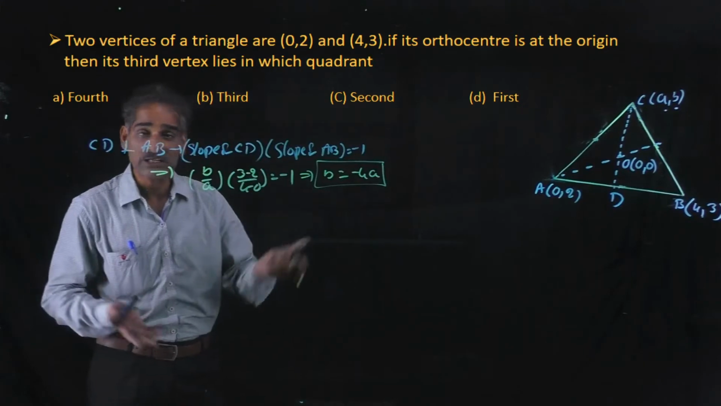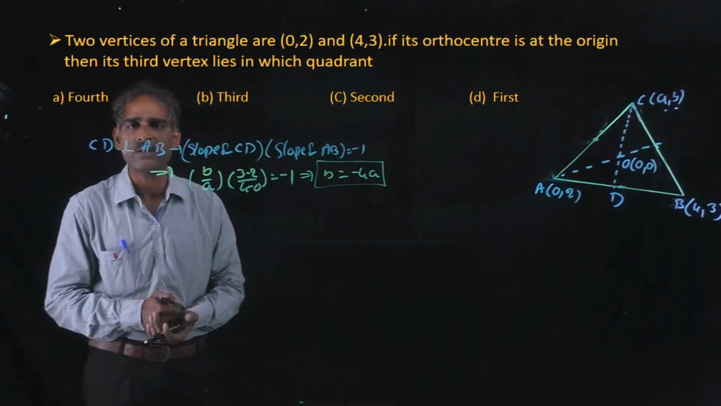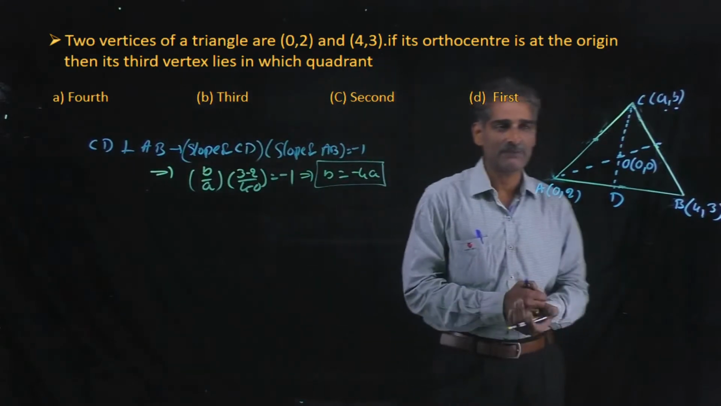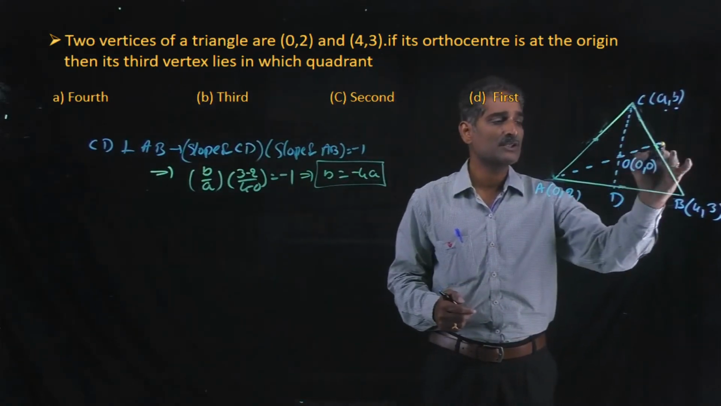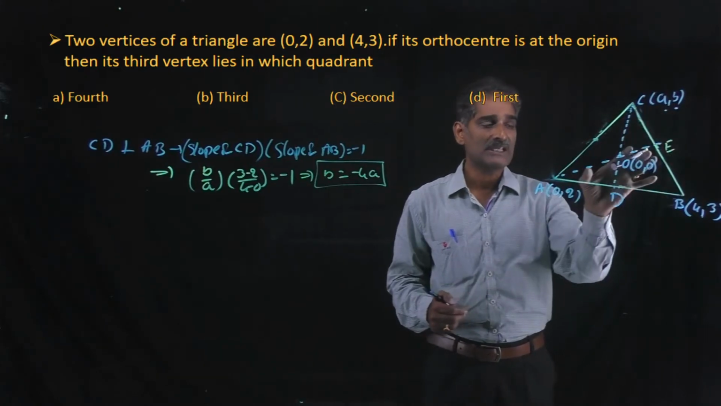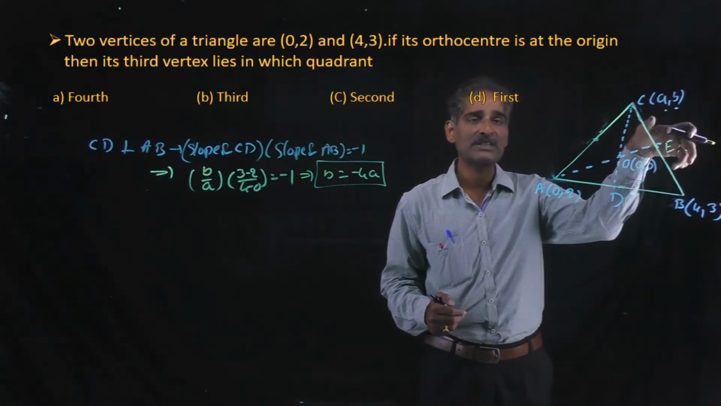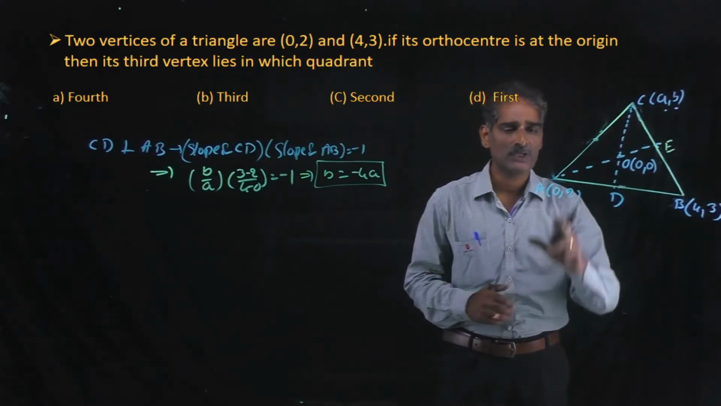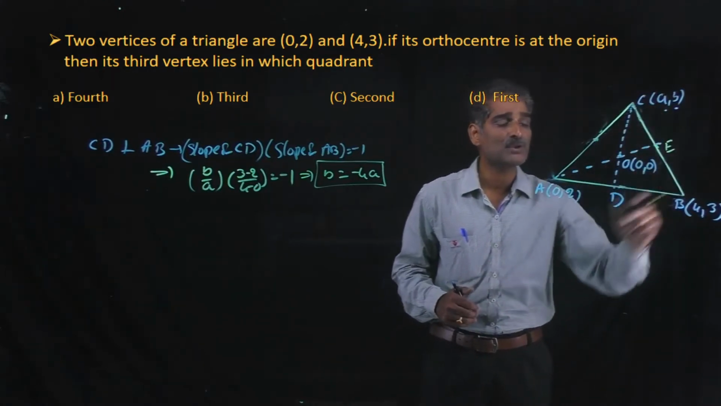If we have another relation in terms of a and b, we can find the a and b values. So try to find another relation between a and b. For that, just take these two, A and BC. A is one of the altitudes, and BC is the side perpendicular to that altitude. Apply the same condition for these two also. Here A is perpendicular to BC.